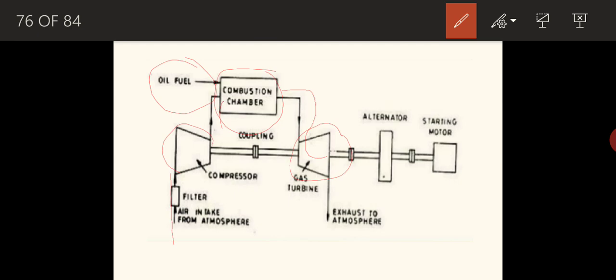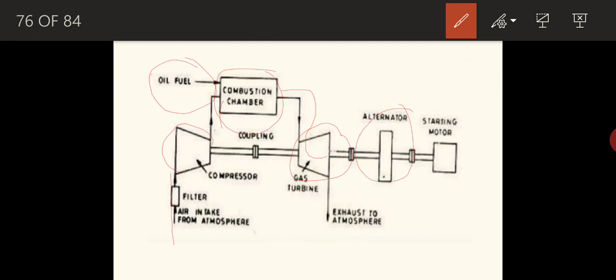While this hot gas passes through the blades of the gas turbine, it initially produces kinetic energy on the blades, and that kinetic energy in turn is converted into mechanical energy which is transferred to the shaft. You can see an alternator connected to the shaft of the gas turbine. So the alternator will run correspondingly, and finally we will be producing the AC current.